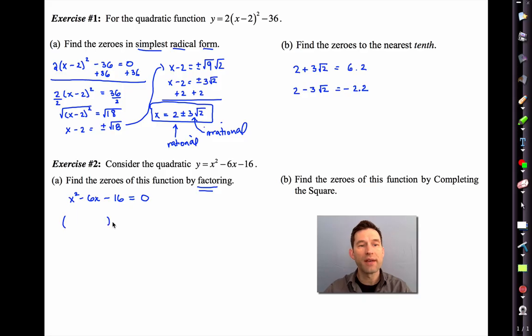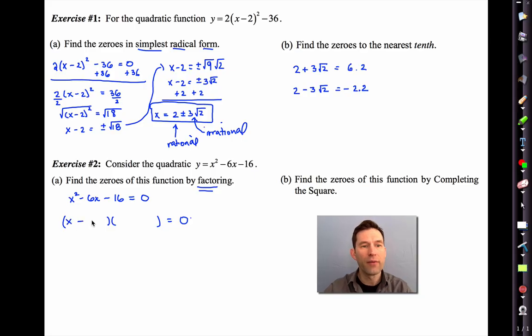So maybe I do some guessing and checking. All right, maybe you do some guessing and checking. What I'd like you to do is take up to 5 minutes, and guess and check and figure out how that trinomial factors. All right, let's go through it.